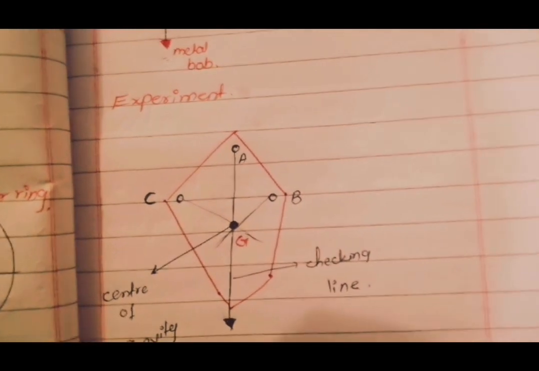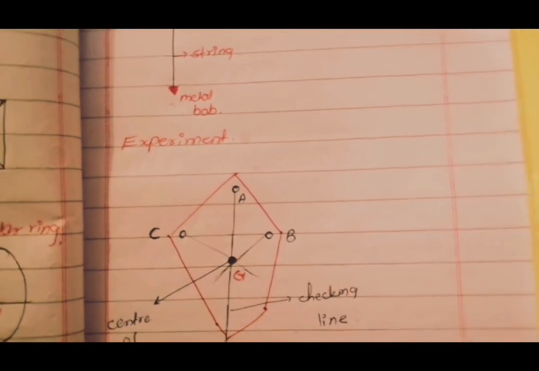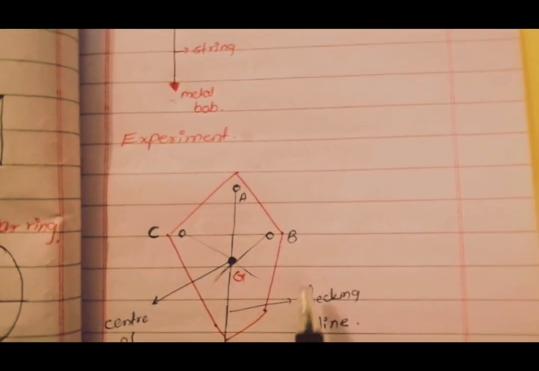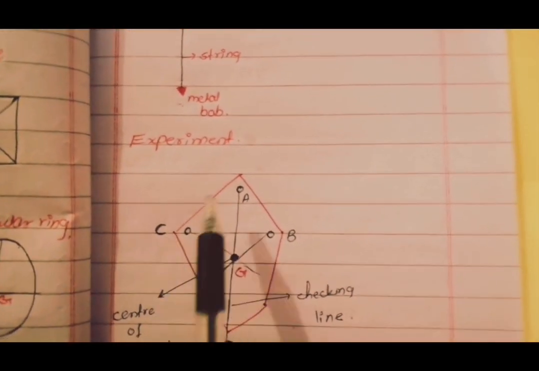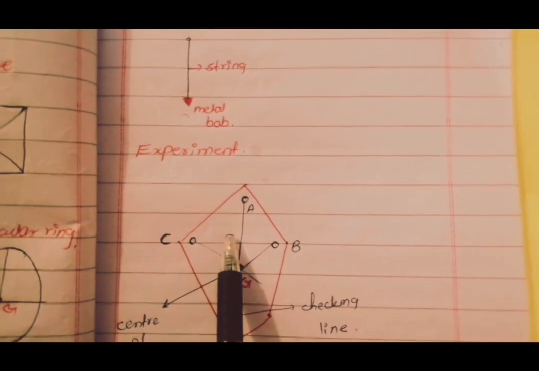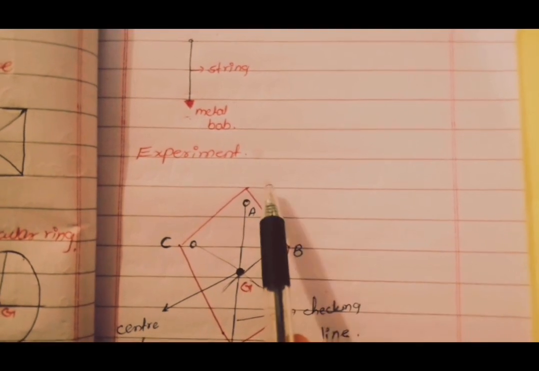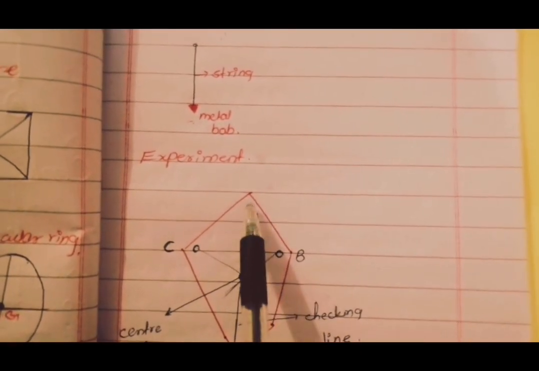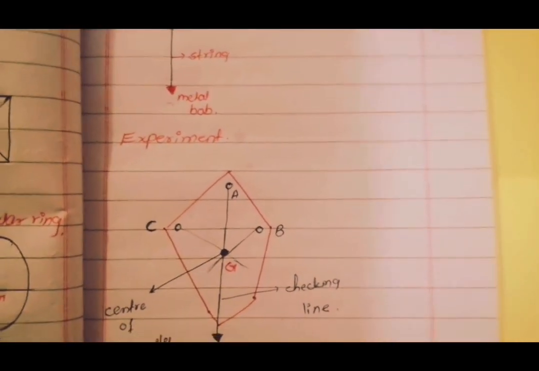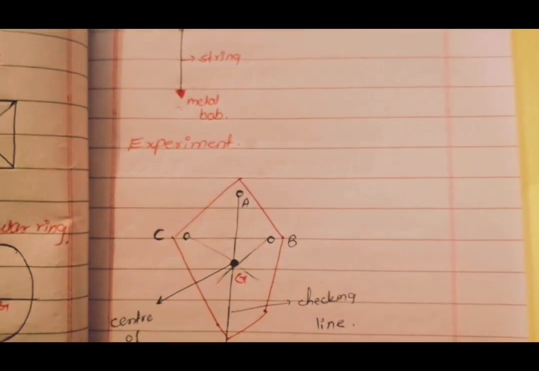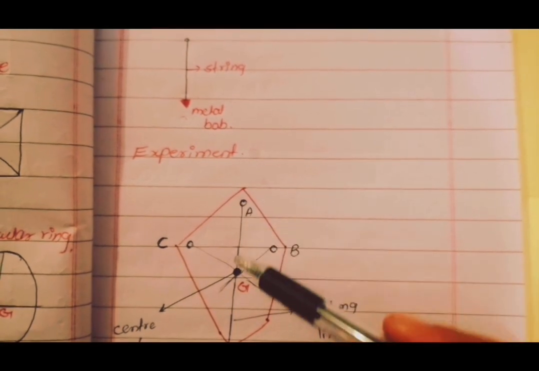After that, to perform an experiment, we take an irregular shaped piece of cardboard, and then we make 3 holes on this cardboard, holes A, B and C. Then we fix a nail on the wall, and attach the cardboard with the help of the nail. Then we pass the plumb line through the hole A. After attaching the plumb line, we draw a line.